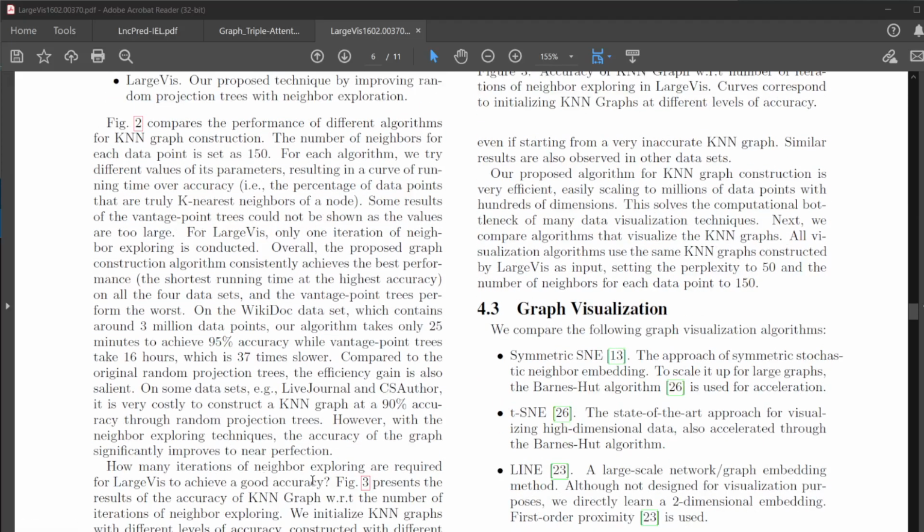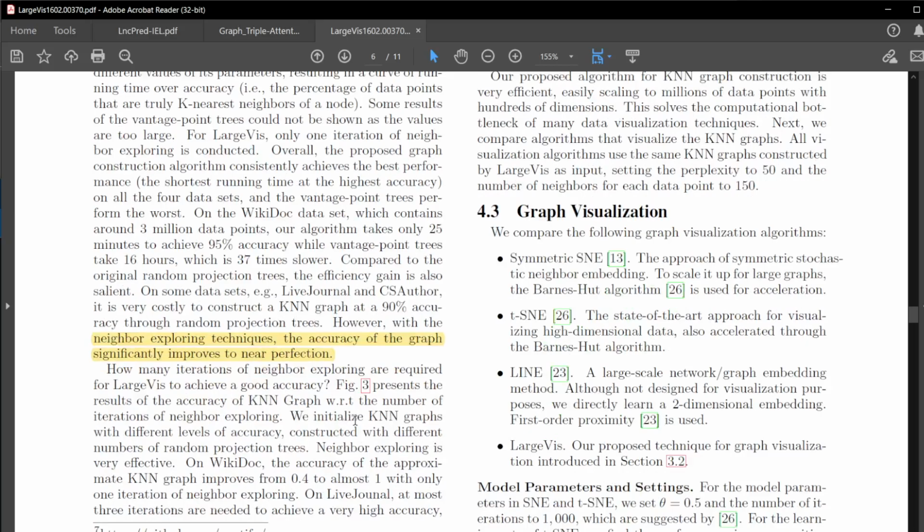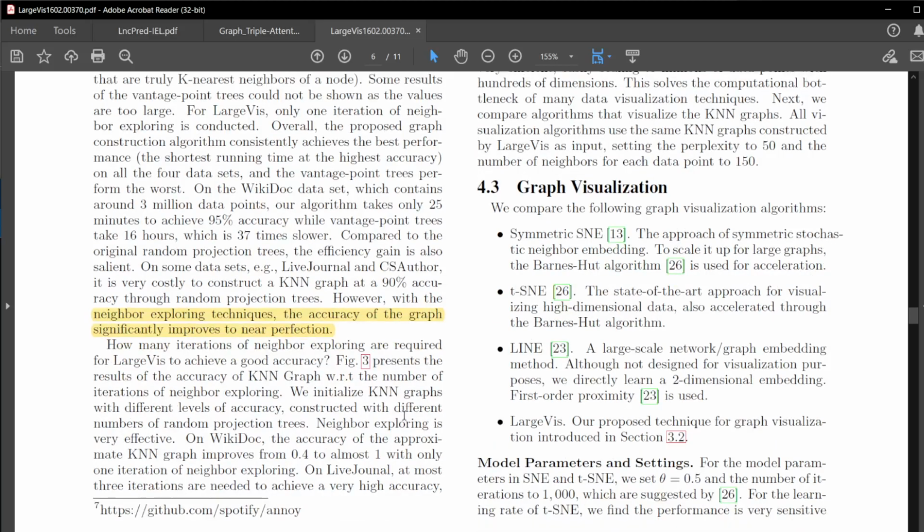How many iterations of neighbor exploring are required for LargeVis to achieve a good accuracy? Figure 3 presents the results of the accuracy of KNN graph WRT the number of iterations of neighbor exploring. We initialize KNN graphs with different levels of accuracy, constructed with different numbers of random projection trees.